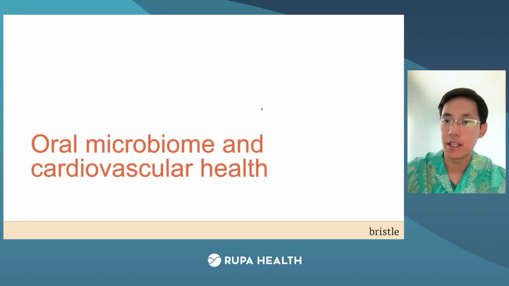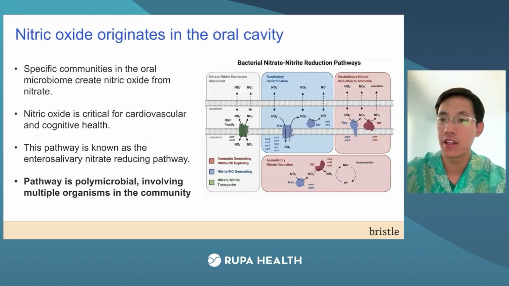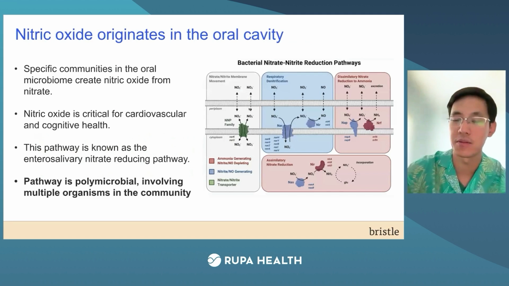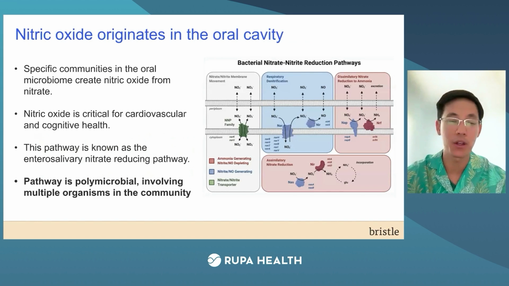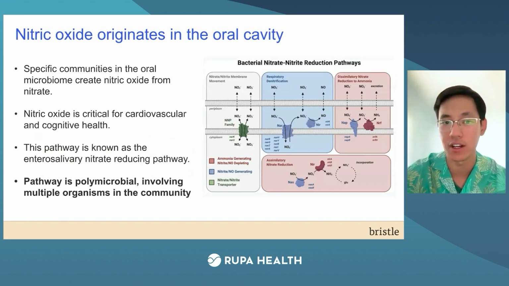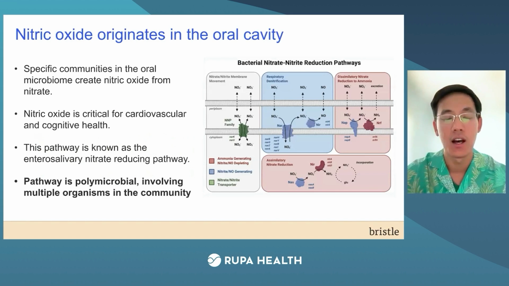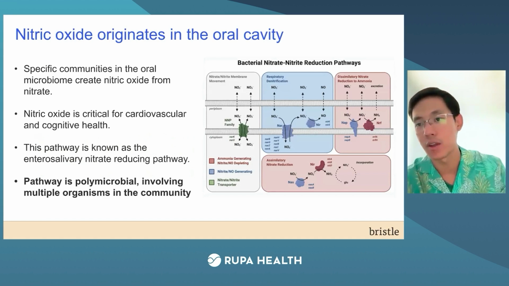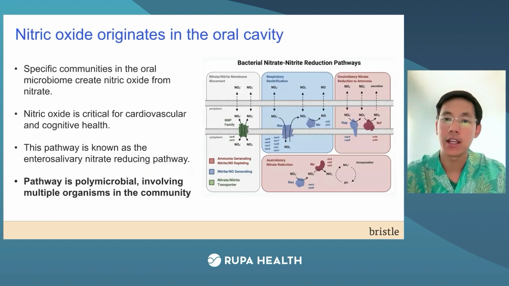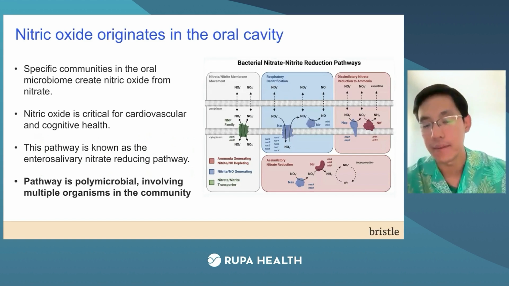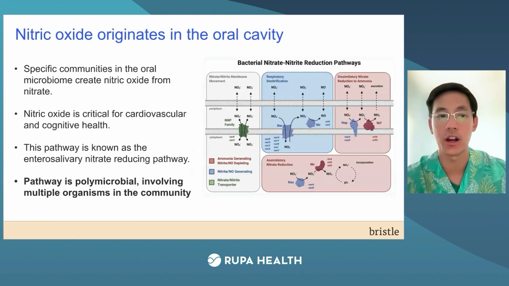And the next thing we'll talk about is cardiovascular health. And we will touch on this molecule called nitric oxide. Nitric oxide is, of course, this important vasodilation molecule. It regulates cardiovascular health and cognitive health. And there's this pathway that's well described in bacteria in the oral microbiome that can metabolize nitrate and turn it into nitrite and nitric oxide.